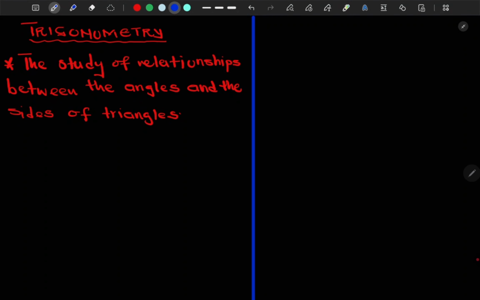For example, theta, alpha, and beta, amongst many other letters that we shall be using to indicate angles. To understand trigonometry, we need to start with the right-angled triangle.